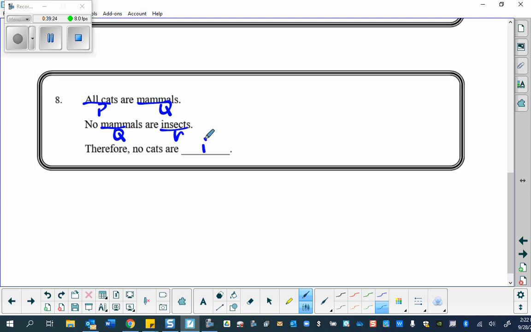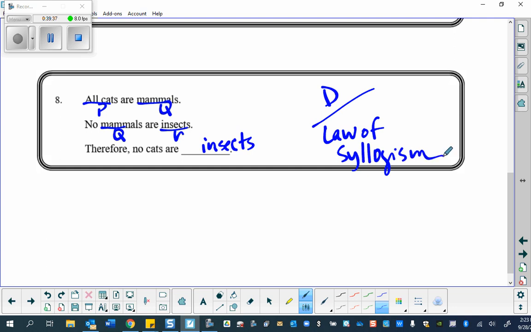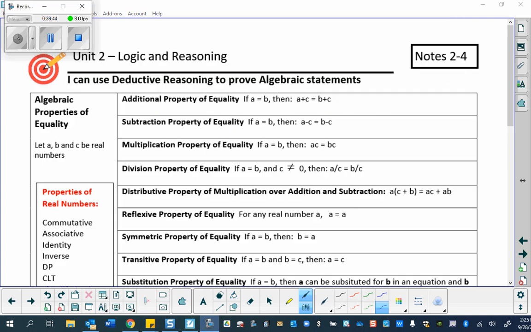So I can say no cats are... And this is going to be deductive reasoning by my law of syllogism. Okay? Sound okay? All right.